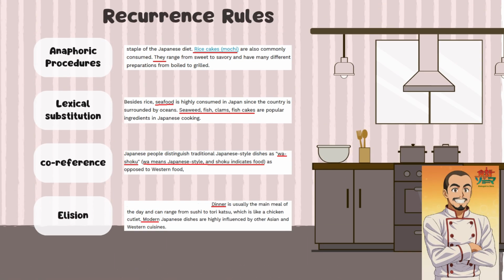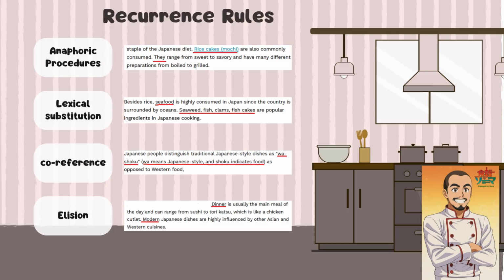Moving on with the text rules, we are going to see first the recurrence rules. First, we have the anaphoric procedures, which is using a pronoun to refer back to a previously mentioned item. Here, we can see that the pronoun they is referring to rice cakes. Then we have the lexical substitution, which is replacing a word with a synonym or a related term in order to avoid repetition. Here, seaweed, fish, clams, and fish cakes are all terms that refer to the word seafood.